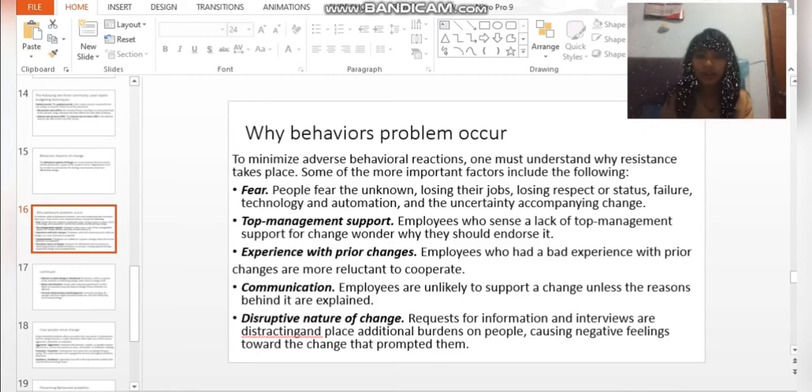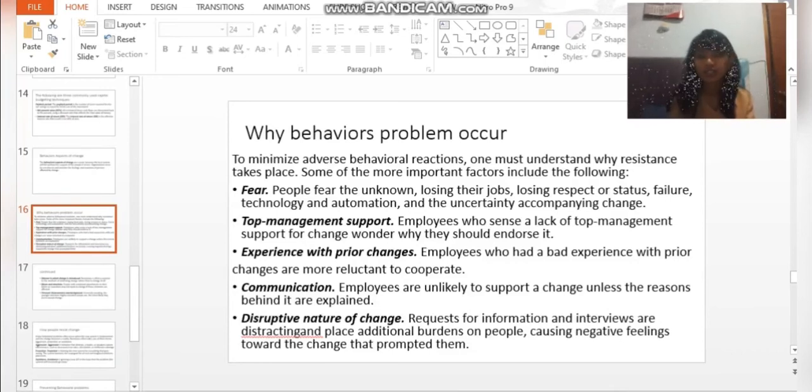Fear. People fear the unknown, losing their jobs, losing respect or status, failure, technology and automation, and the uncertainty accompanying change. Top management support. Employees who sense a lack of top management support for change wonder why they should endorse it. Experience with prior change. Employees who had a bad experience with prior change are more reluctant to cooperate. Communication. Employees are unlikely to support a change unless the reasons behind it are explained.